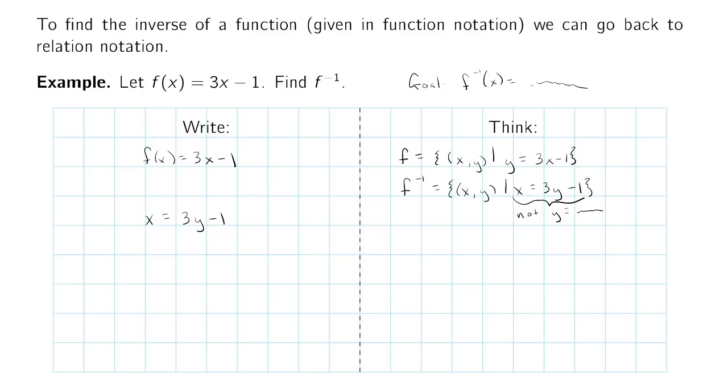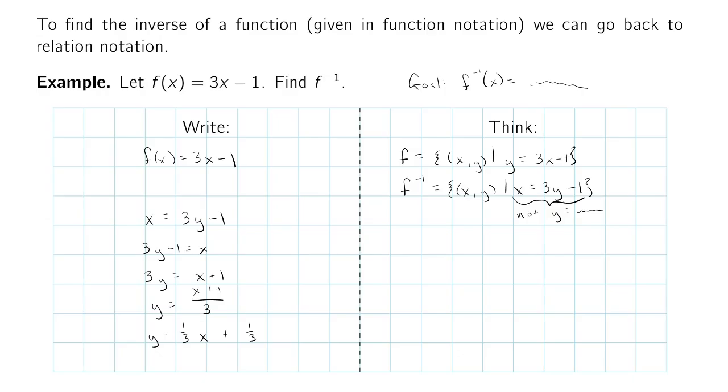I'm going to just switch that order. 3y minus 1 is x. Add 1 to both sides. 3y is x plus 1. Divide both sides by 3. So y is x plus 1 divided by 3. And then I'll just distribute that 3. y is 1/3 x plus 1/3.